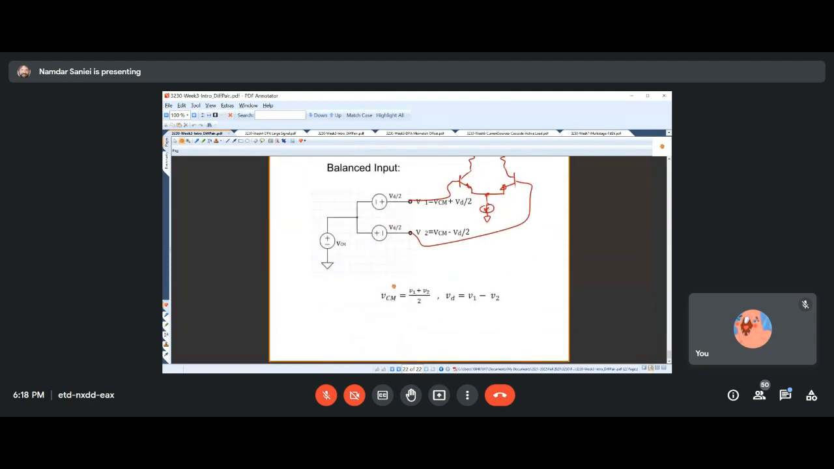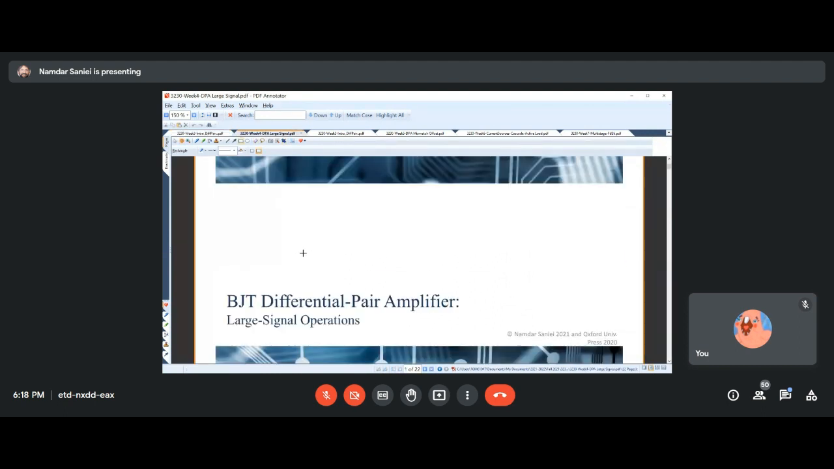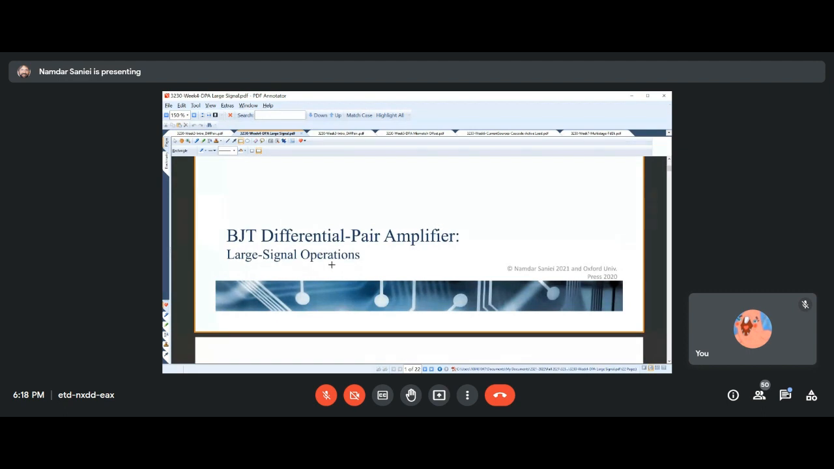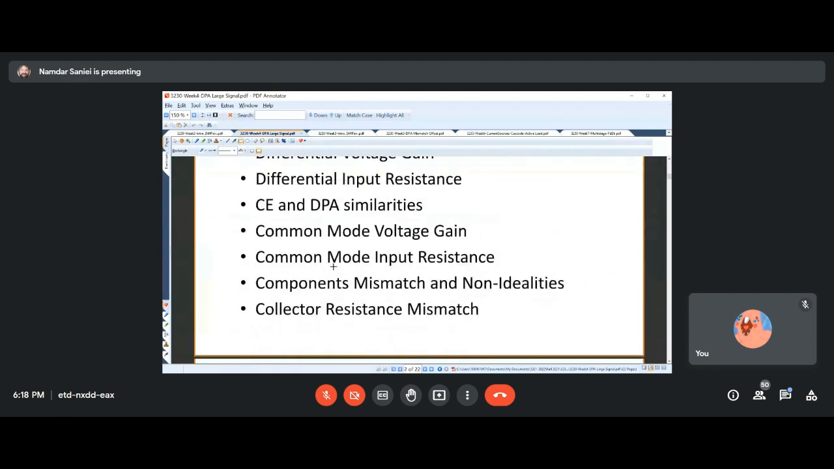And then we went to large signal, and it started from large signal analysis.